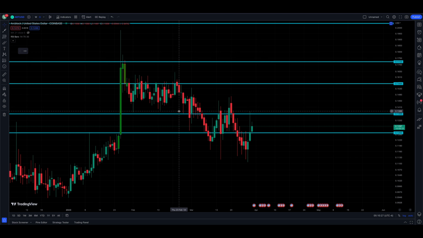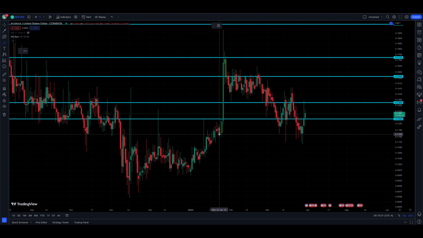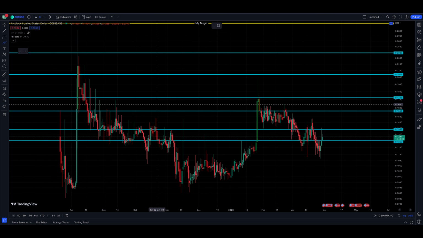So anyways, let's take a step back from the resistance and support levels and talk about a bigger picture here of the Arcblock chart.